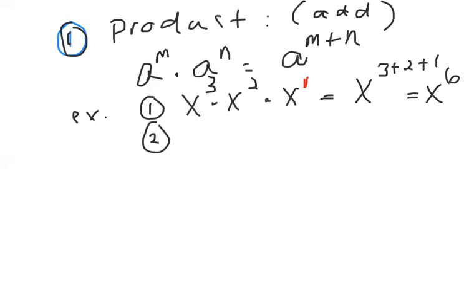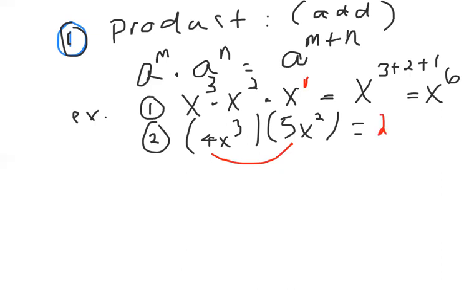Okay, here's another quick one. 4x to the third times 5x to the second. So you multiply the 4 and the 5 together. That's going to give you 20. Now, if you multiply x cubed times x squared, you're going to keep the base x and then add the powers together. So that's going to give you 20x to the fifth, guys. Okay? Very easy and to the point. So that's rule number 1. The product rule says when you multiply with the same base, keep the base, add the powers.